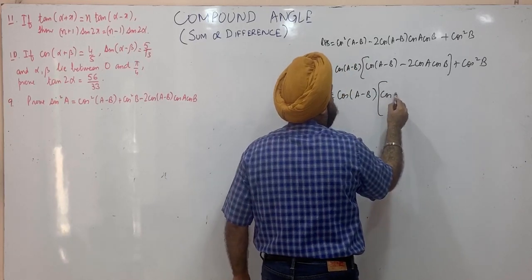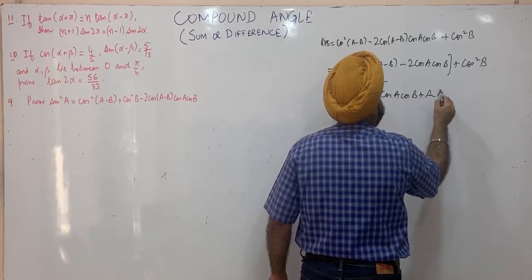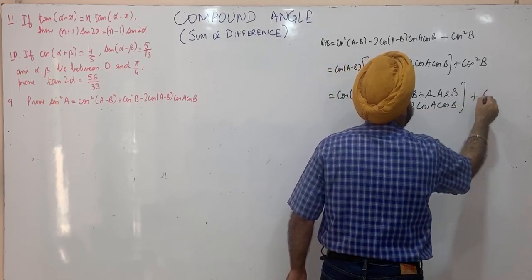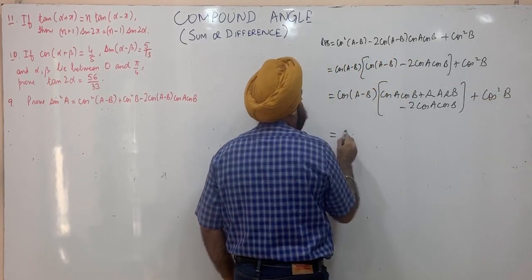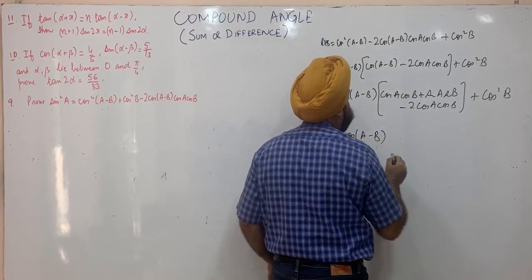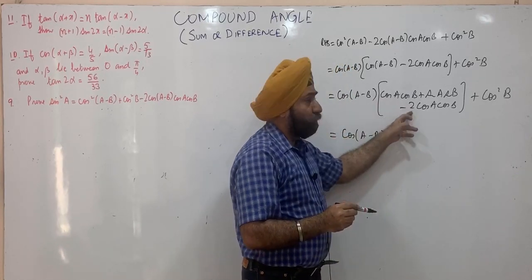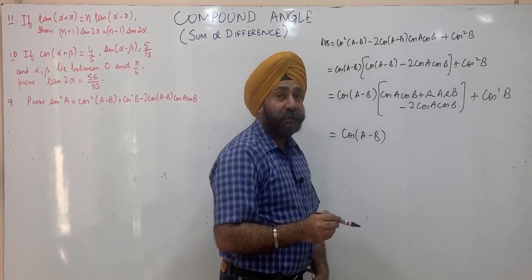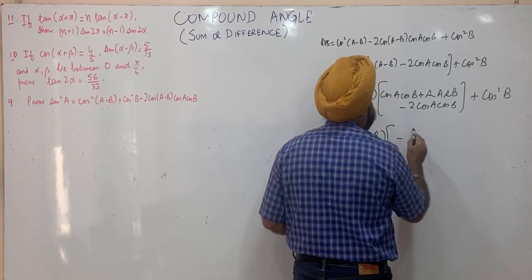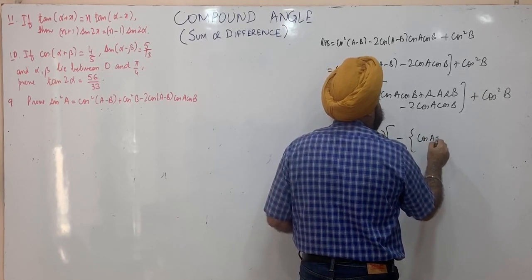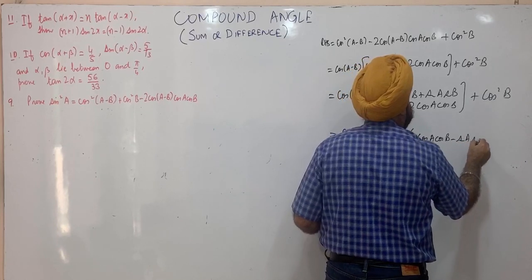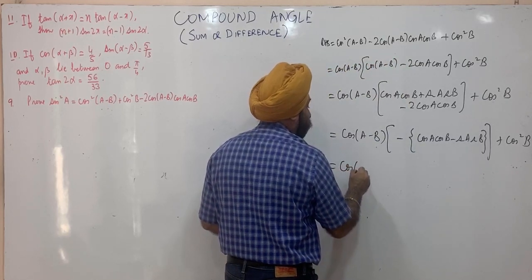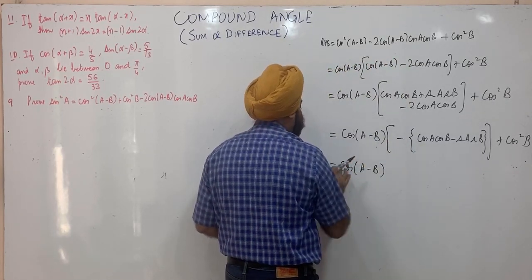Cos of (a minus b) is cos a cos b plus sin a sin b, minus 2 cos a cos b, and plus cos square of b. This is cos of (a minus b). This can be written cos a cos b minus 2 cos a cos b, that will be minus cos a cos b, and plus sin a sin b. I am taking the minus sign common: cos a cos b minus sin a sin b, plus cos square of b. This is cos of (a minus b).